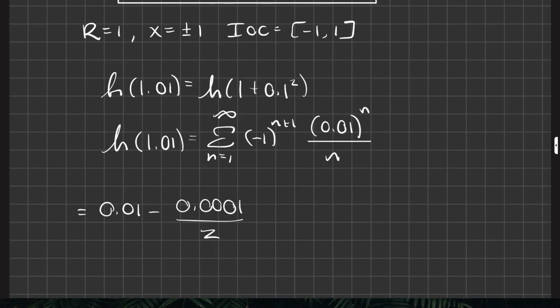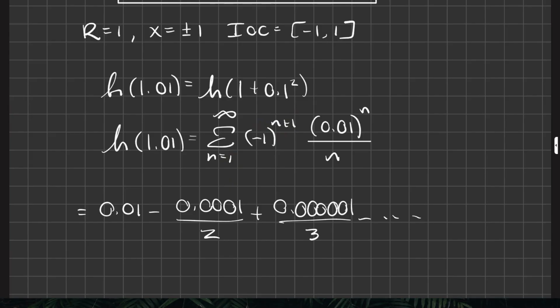0.0001, right, over 2. And then this alternating sign, we're flipping signs. We start with a positive term, right, because it's negative 1 to the n plus 1. So we'd have negative 1 squared. All right, plus 0.000001 over 3, so on and so forth. So this is an alternating series with decreasing terms.